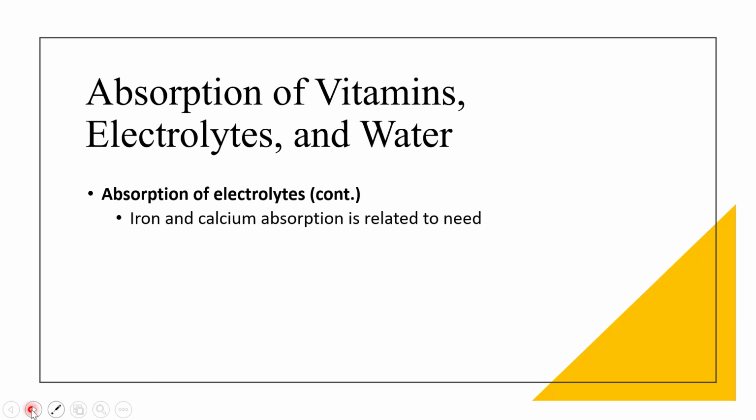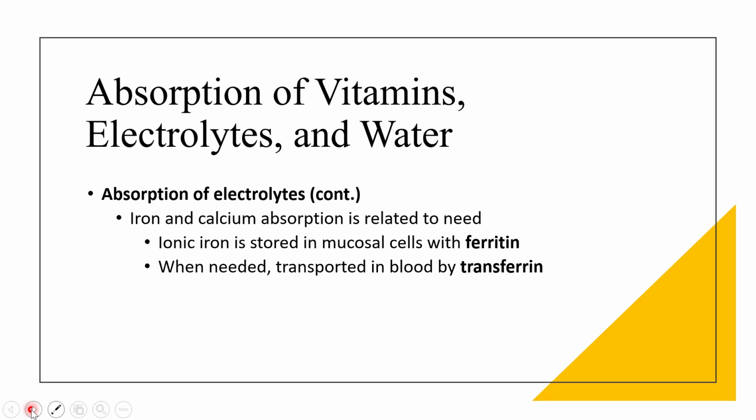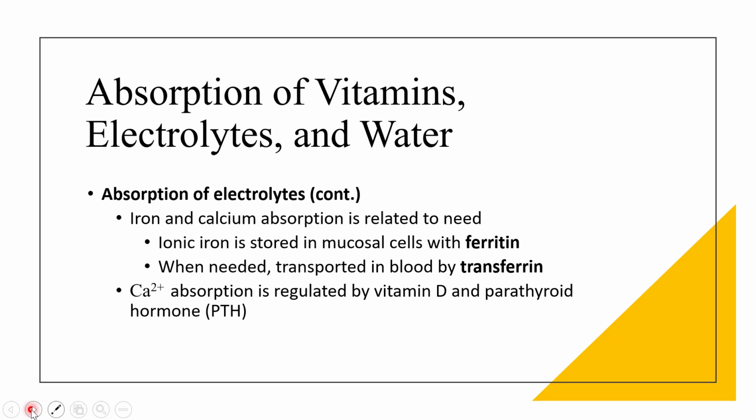So iron and calcium absorption is related to need. Therefore, ionic iron is stored in the mucosal cells with ferritin, and when needed is transported in the blood through transferrin. Calcium absorption is regulated by vitamin D and the parathyroid hormone.